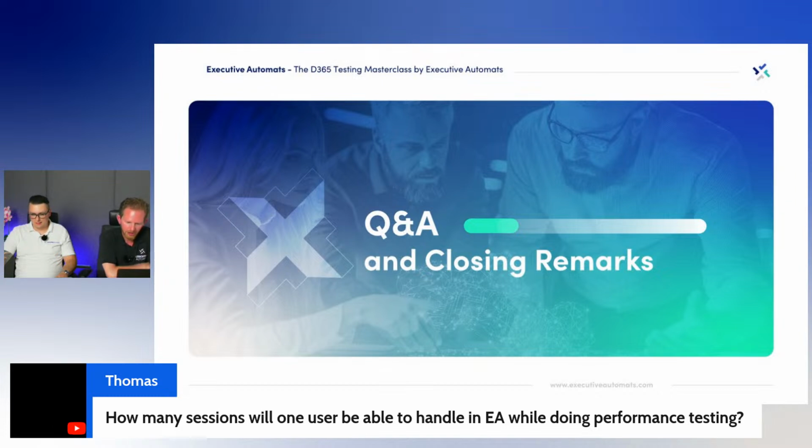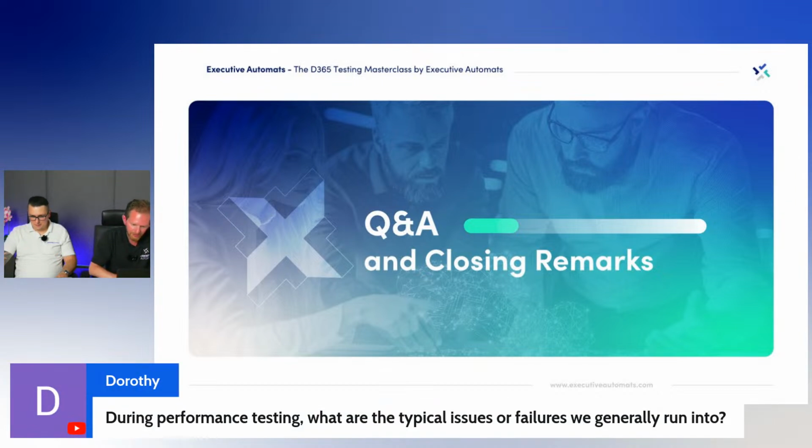Okay, Dorothy. During performance testing, what are some typical issues or failures that you generally run into? You mentioned a couple of them briefly. The collisions? Collisions, but at an early stage, we need to make sure; this is more our customization issue. It's related a bit to performance testing, but first of all would be slowdowns. Slowdowns and crashes, where the system cannot handle it anymore. But usually it starts with slowing down, I would say. Then sometimes it can even crash.